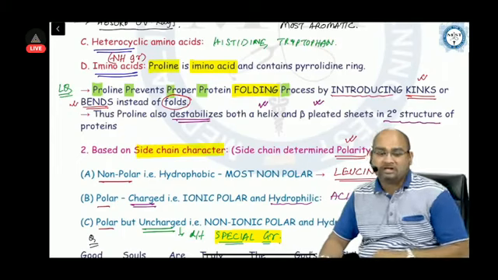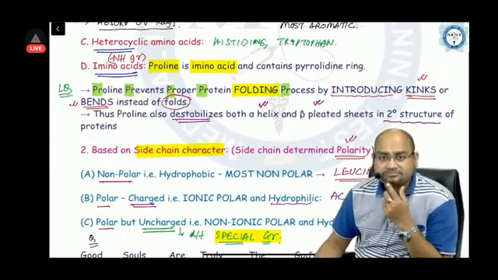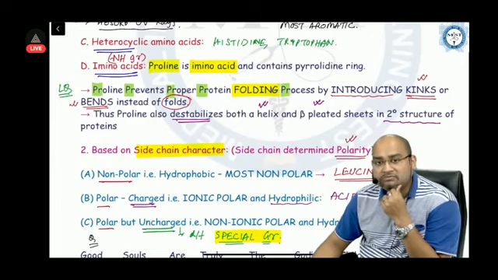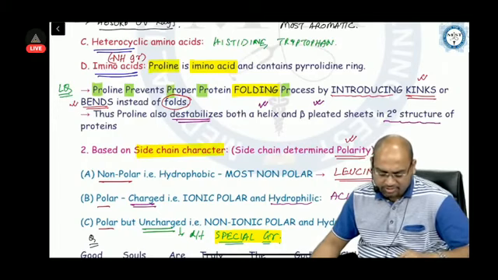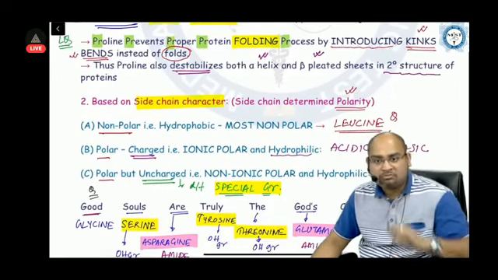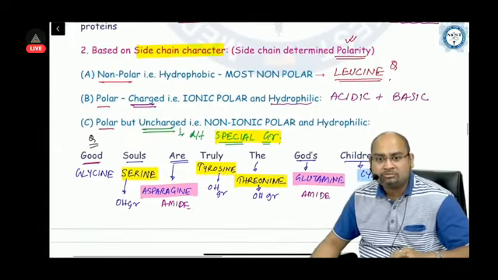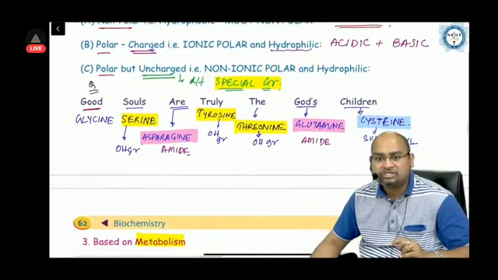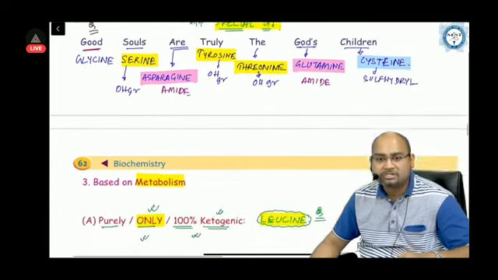Please try to understand, my dear friends. Glycine is a good guy that will actually allow the folding to take place, whereas proline will not be able to do so. Important point to be noted: they destabilize both alpha helix and beta pleated sheet in their secondary structure. Most non-polar is leucine. Uncharged polar amino acids are good souls due to the presence of some special groups.